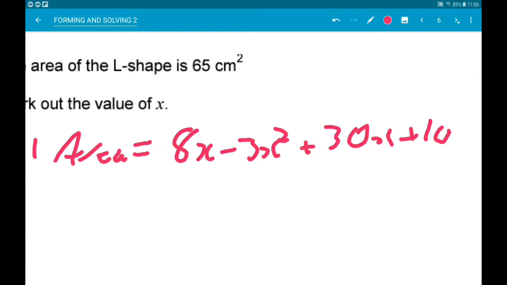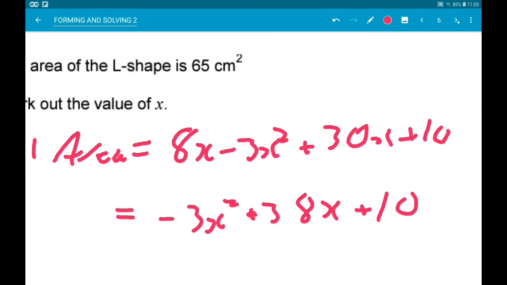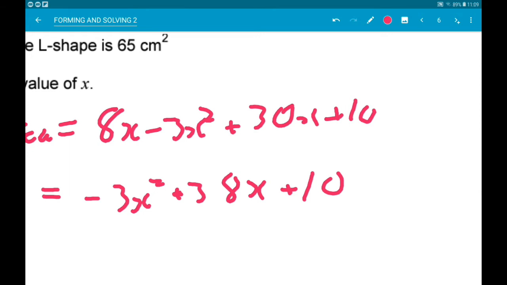Okay, now this we can write as minus 3x squared add 38x add 10. Okay, so this is an algebraic expression for the total area. Remember, we also know the total area is 65 centimeters squared. So this stuff is actually equal to 65.